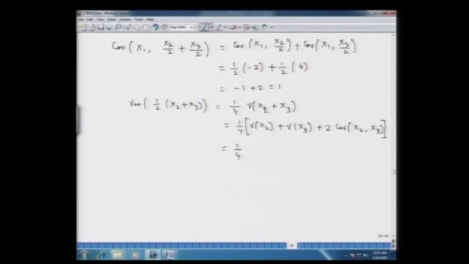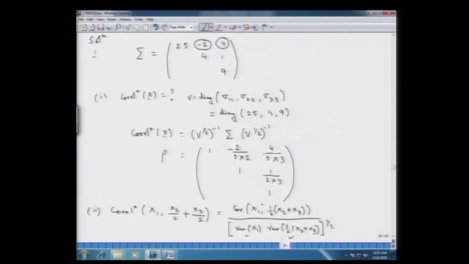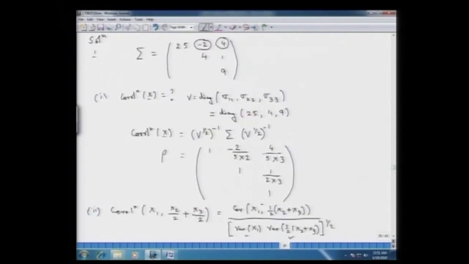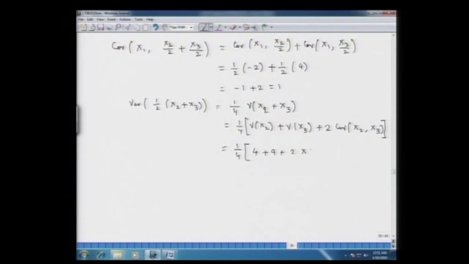So, what are these entries? From the variance covariance matrix, variance of x 2 is what we see as 4 and variance of x 3 is what we see as 9. So, this is 4 plus 9 plus 2 times covariance of x 2, x 3, what is that? Covariance between x 2 and x 3 is 1. So, this is 2 into 1. So, whatever that comes, 1/4 of this plus 2. So, this is 15 by 4.